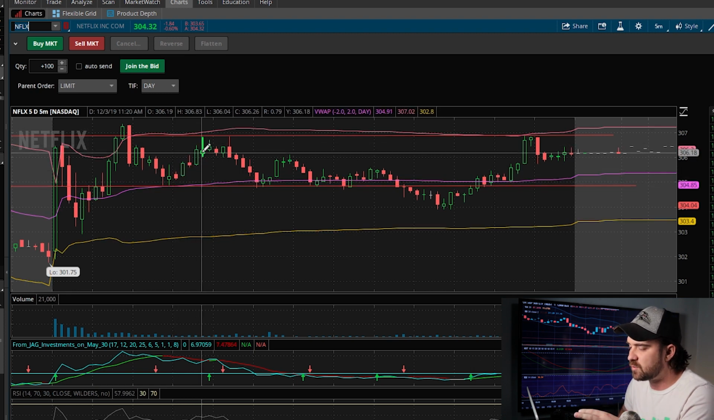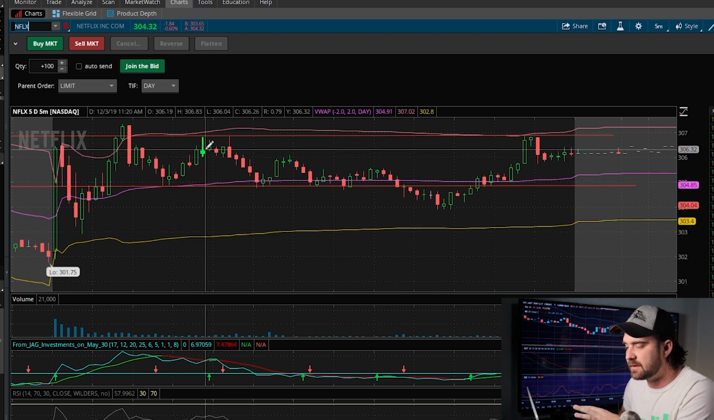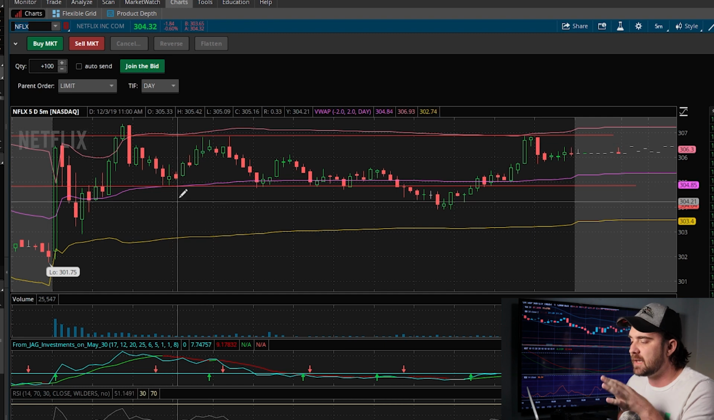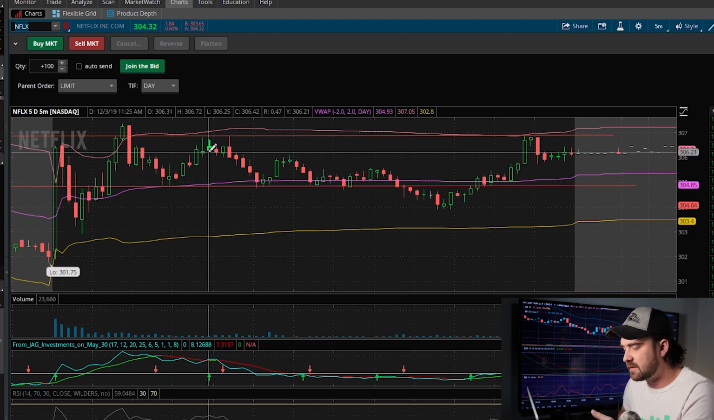But see, here was where I was not so keen on taking a position, because there wasn't really a clear indicator that this momentum was going to continue just yet. It was just way too choppy. Volume was a little bit all over the place, so I just wasn't comfortable taking this trade.